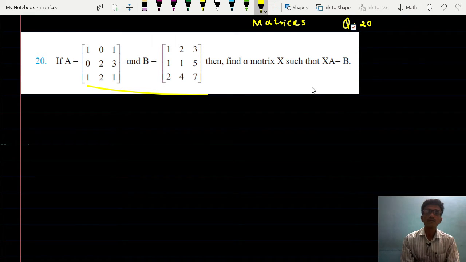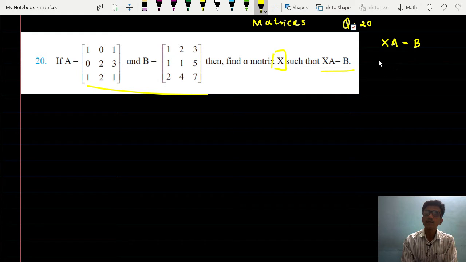See here what is given: X into A is equal to B. This equation is given, and we have to find matrix X. Here A is post multiplied, so we find A inverse and post multiply by it. This is the equation we have: X into A is equal to B.